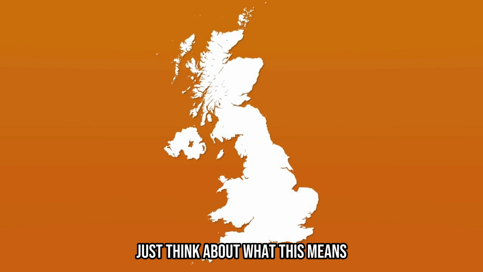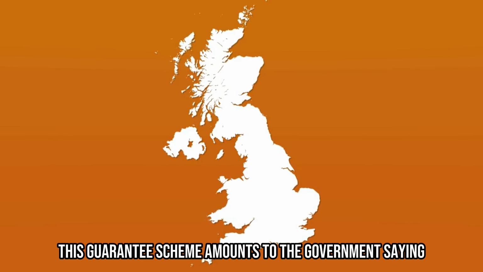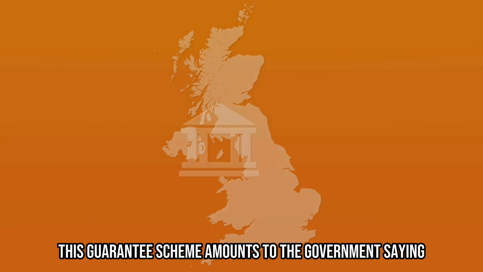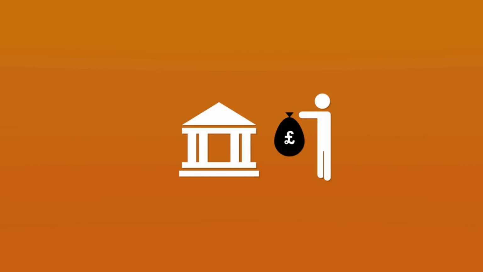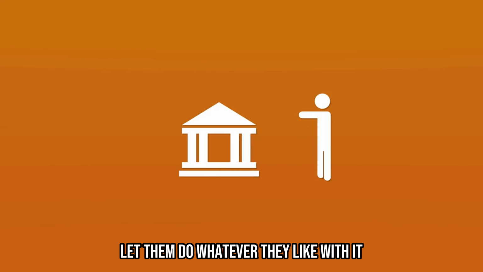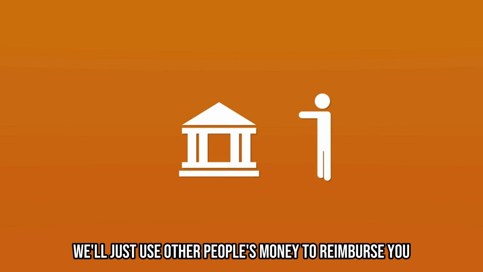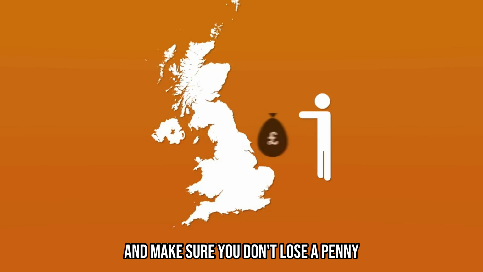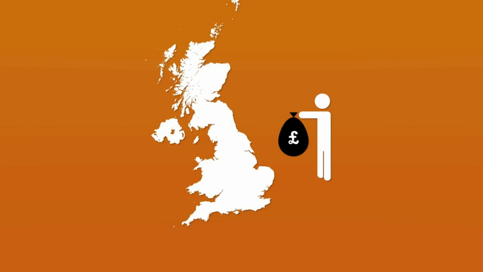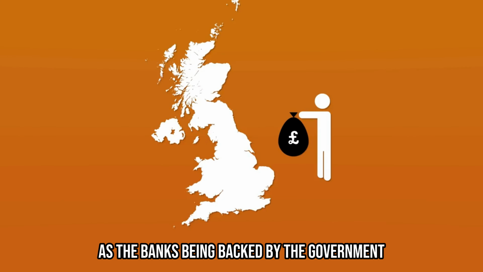Just think about what this means for a second. This guarantee scheme amounts to the government saying, you give your money to a bank, let them do whatever they like with it, and if they lose it all, we'll just use other people's money to reimburse you and make sure you don't lose a penny. In what way does this not count as the banks being backed by the government?